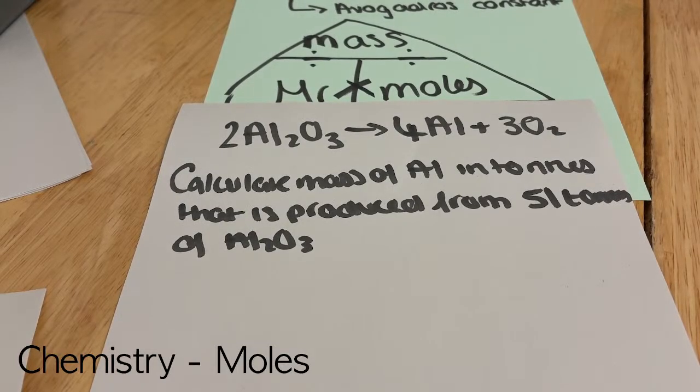Here is our second question. This question has given us the equation of 2 aluminium oxide, which is broken down into 4 aluminium plus 3 oxygen. The question then states, calculate the mass of aluminium in tonnes that is produced from 51 tonnes of aluminium oxide.